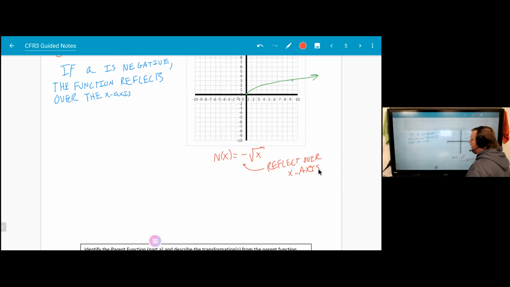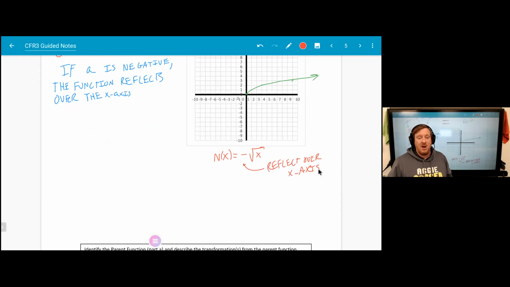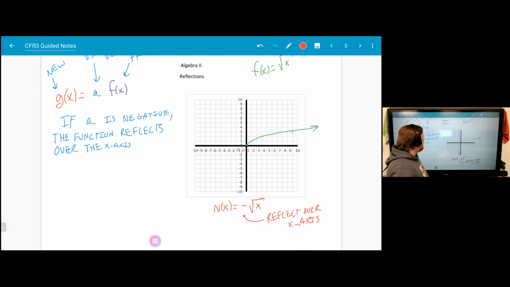And you've already done that in the pre-work. We saw that when you put that negative out front, it reflected over the x-axis. (0, 0) stays because it's on the x-axis. (4, 2) becomes (4, -2) because the square root of 4 is 2 times -1 is -2. Same would be true for (9, -3).